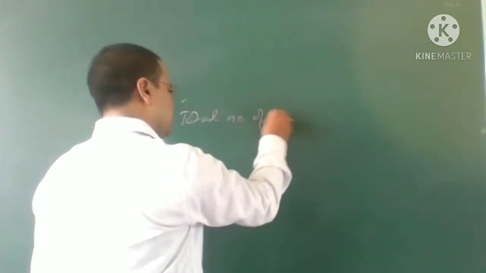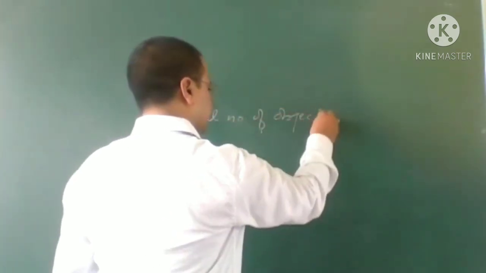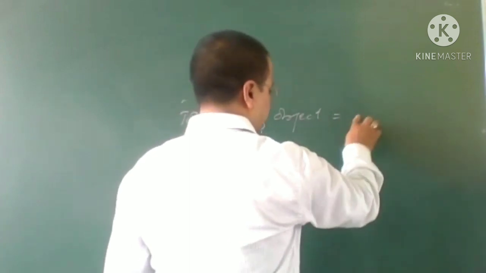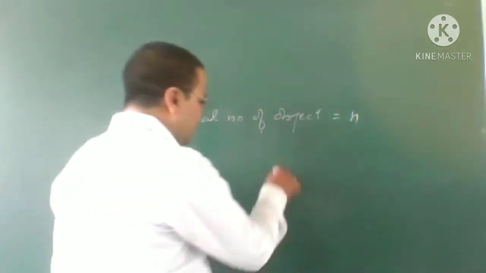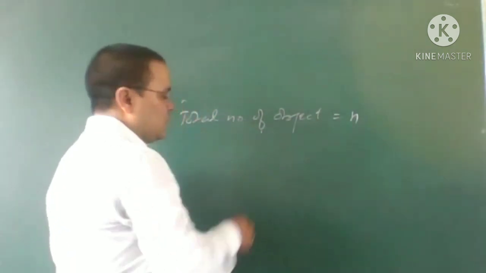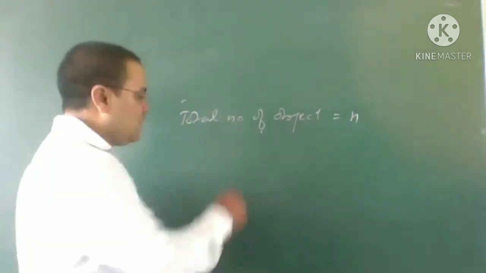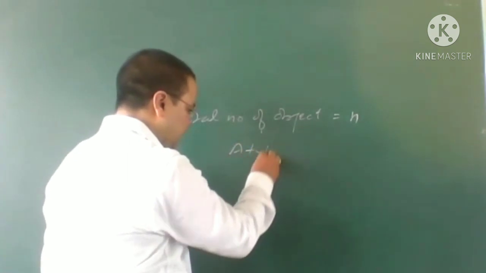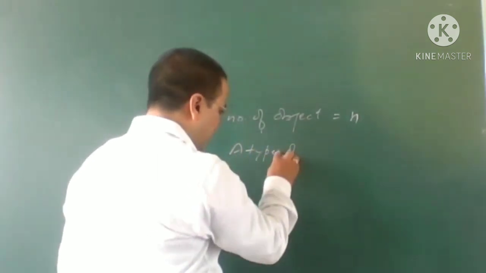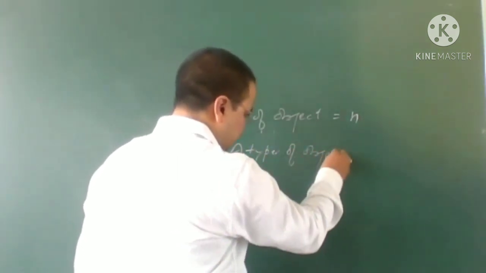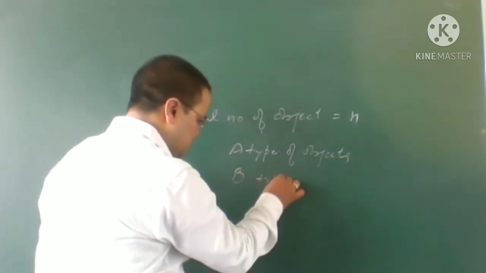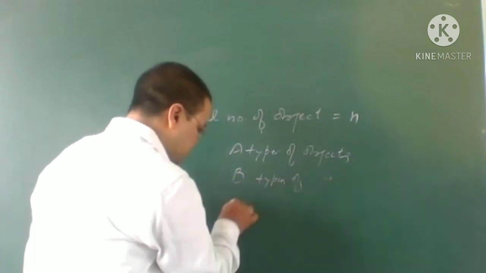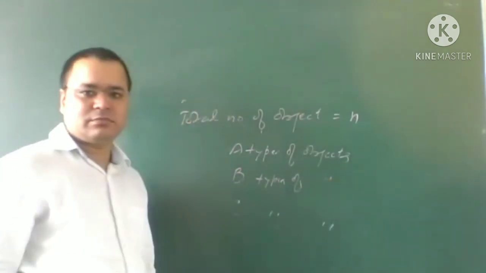Total number of objects is equal to n. Sorry, n objects. And there are three types of objects. A type of objects. The second one is B type of object. C type of object. Get it?